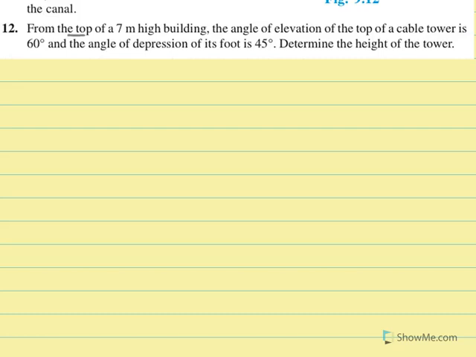Here, from the top of a 7-meter high building. So I need a 7-meter high building. This is my ground here, and I'm taking a 7-meter high building. I'm going to call it A, B, and I know it is 7 meters. So AB is my building. Maybe I should write here building. Okay, so I've drawn that.